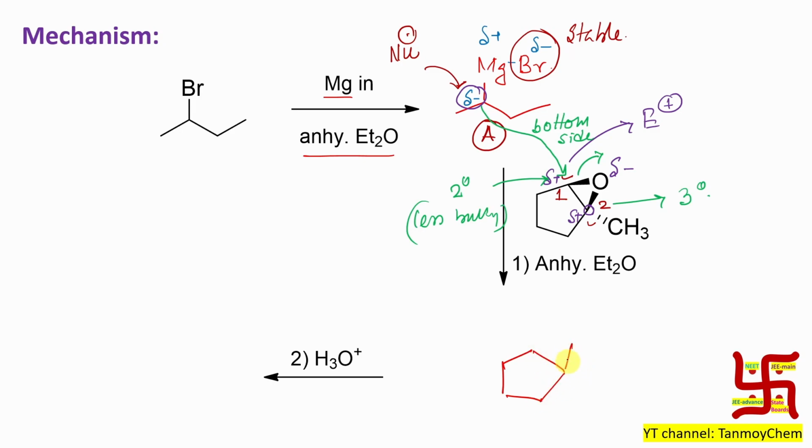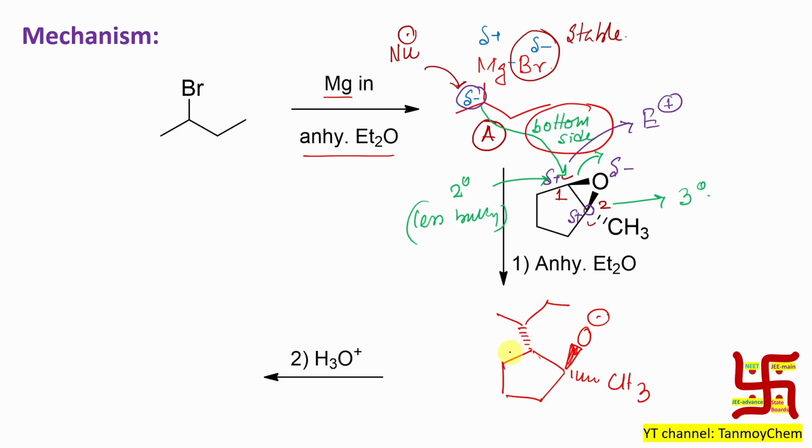Now this is my oxygen, above side. Now it opened up, so it is O minus, and whatever methyl is at the bottom, this is bottom. Now look at this alkyl group, this secondary butyl, attacks from the bottom side, so it will be like this. Agree? So this will be the product.